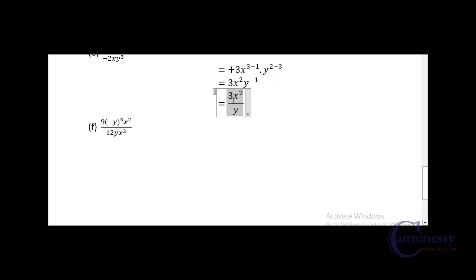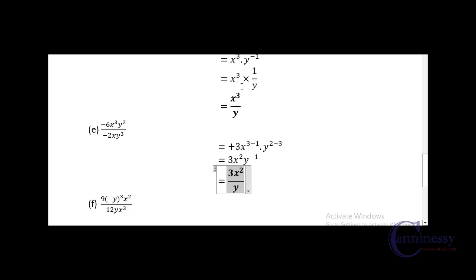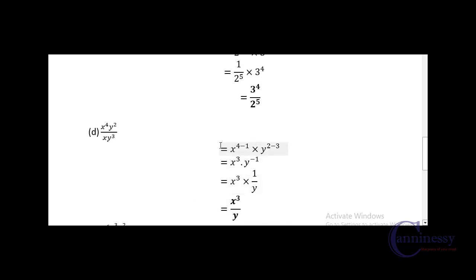So, our final answer here would be equal to 3x to the exponent 2, divide by y. Okay, so I believe you understand why I say divide by y. If we don't, just go back to our previous examples or explanation, then study through it, then you understand.